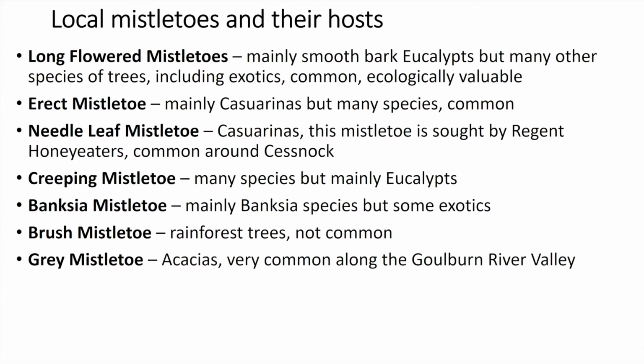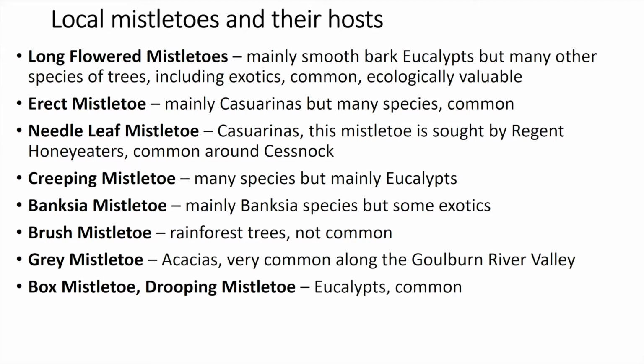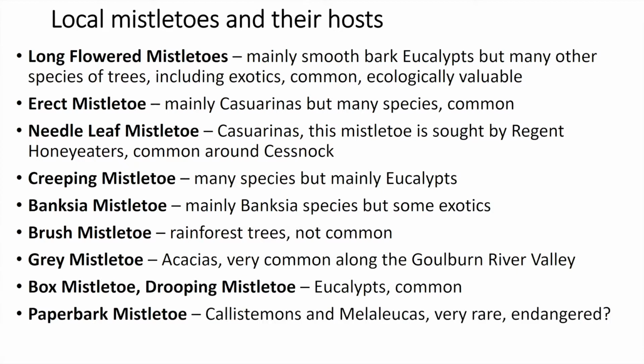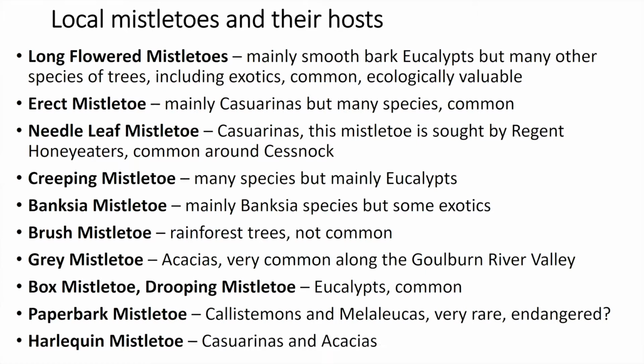We have box mistletoe and drooping mistletoe. That's the classic mistletoe that people see, the ball mistletoe growing in a tree. You'll see more of that in a few minutes, and grows in eucalypts. Paperbark mistletoe obviously grows in paperbarks, but we're clearing out of paperbark swamps, so it's becoming really rare and endangered. The Harlequin mistletoe, the Harlequin's got lots of colours, so this is quite a colourful mistletoe, grows in Casuarinas and acacias.